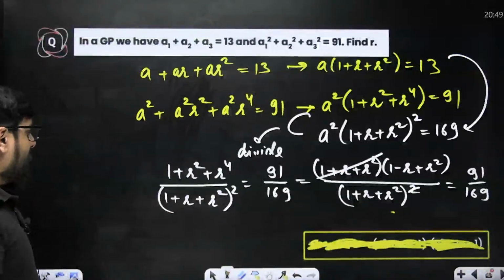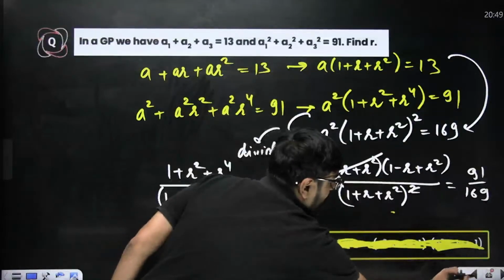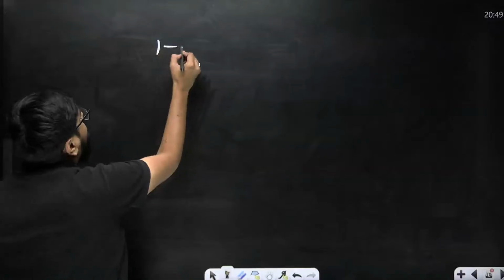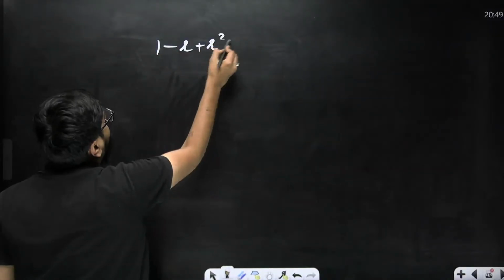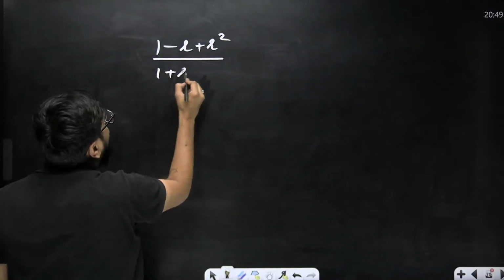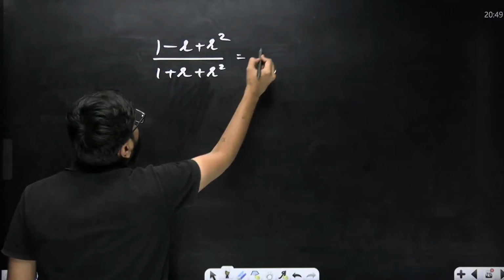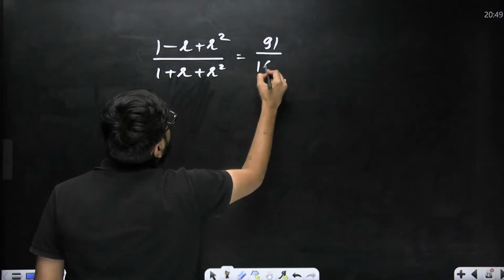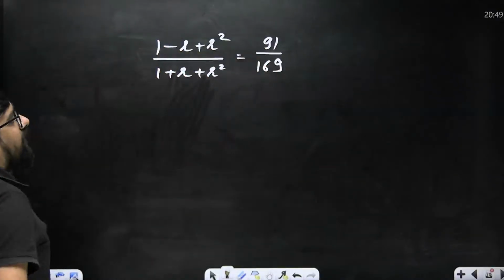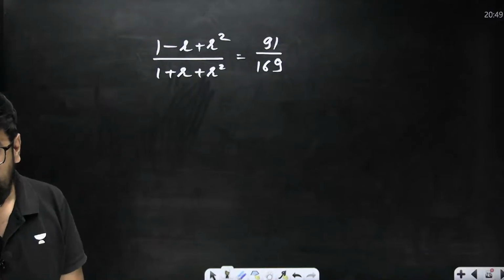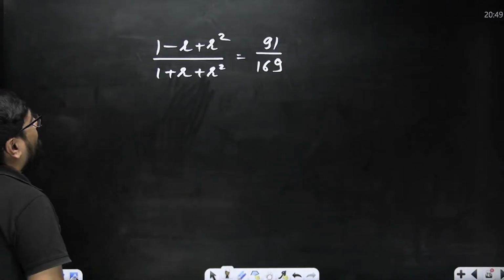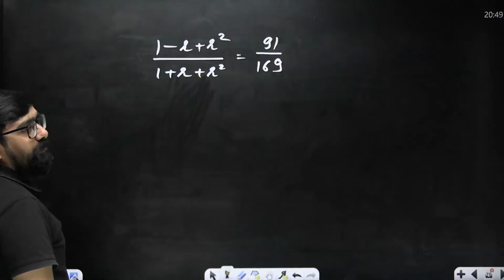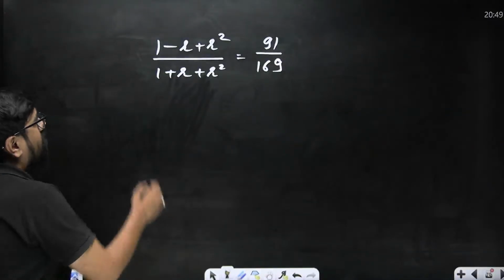Okay. So I have 1. What do I have now? I have 1 minus r plus r square divided by 1 plus r square is equal to 91 by 169. This is what I need to solve. That's it. Almost don't want to write the answer. Okay. This is what you need to solve. And this we can solve.